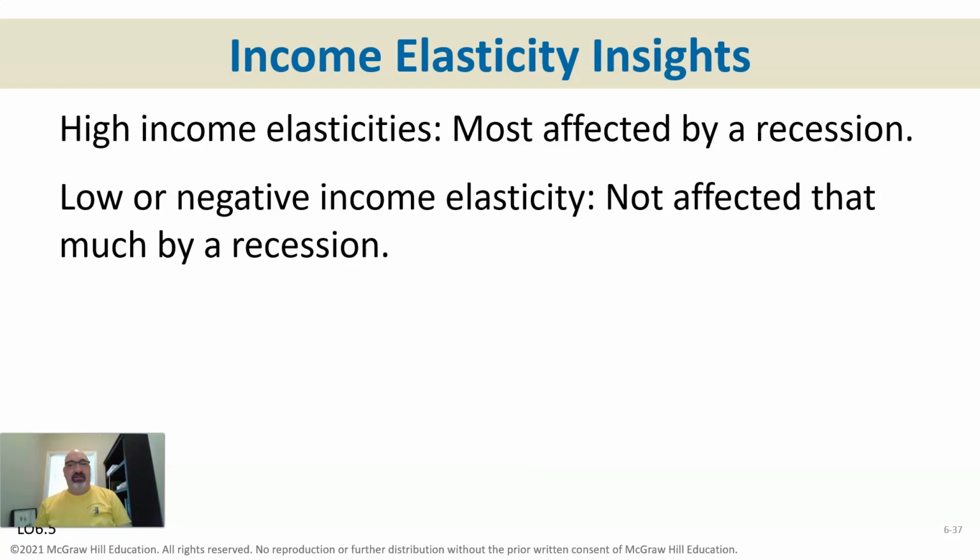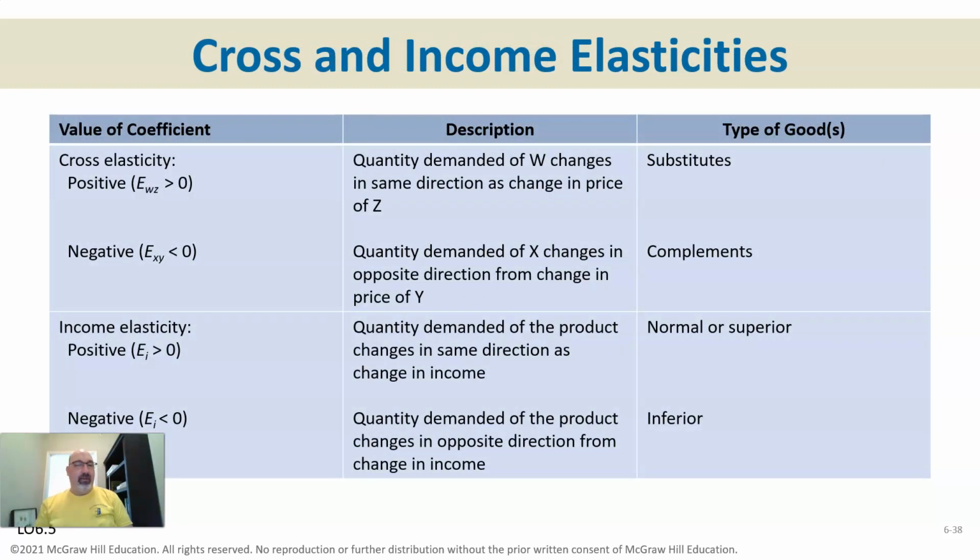So what are some insights on elasticity? High income elasticities are most affected by a recession because they're luxuries. And so luxury goods, as we mentioned when we did price elasticity of demand, are highly elastic goods. And so high income elasticity goods are also highly affected by recessions because people just don't really need them as much. And so lower or negative income elasticity goods are not affected that much by recession because they're basically going to be those goods that we consider necessities. Okay, so necessities you're going to want to buy.